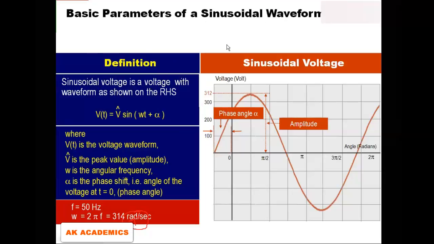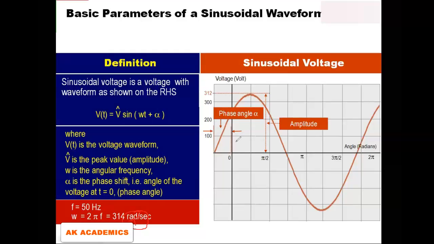We need to now begin to find out what our sinusoidal voltages are, what the parameters are that we use to represent the expressions that we have, and what each of those parameters represents. Now, a sinusoidal voltage is a voltage with a waveform as shown here. I will just explain that to you. It's a voltage with this kind of waveform.